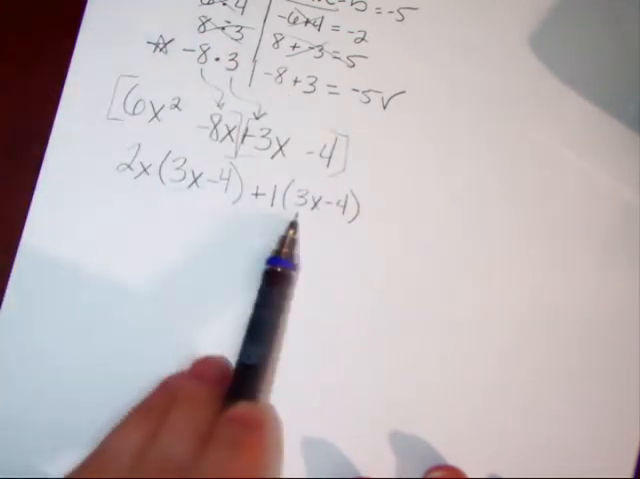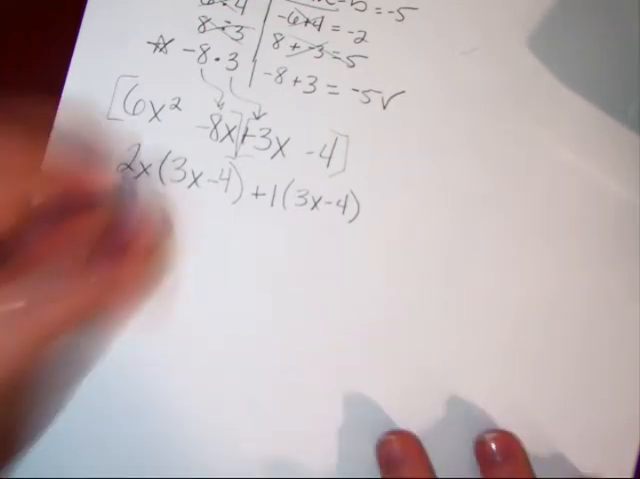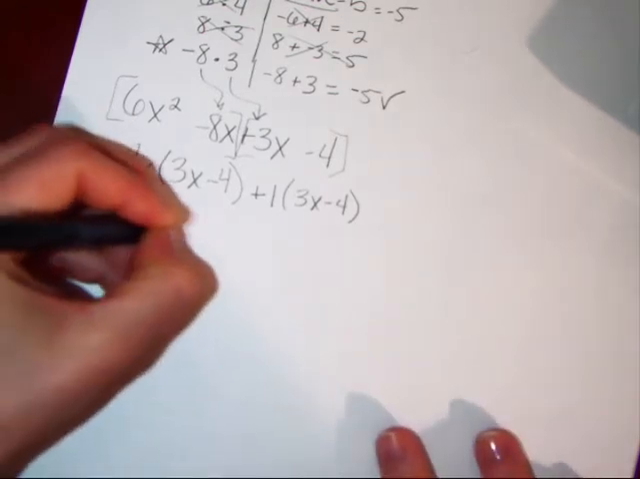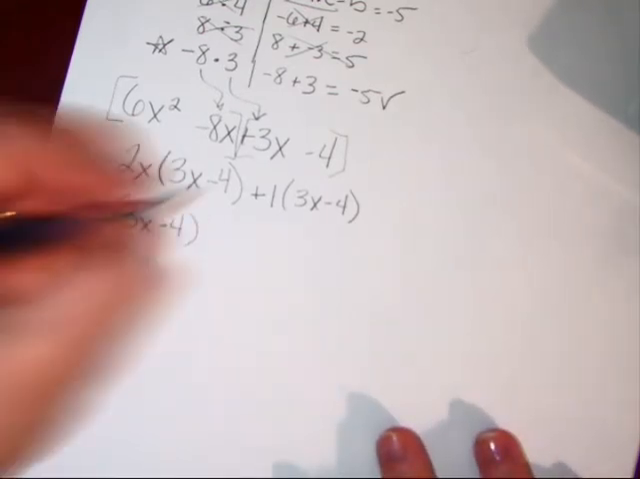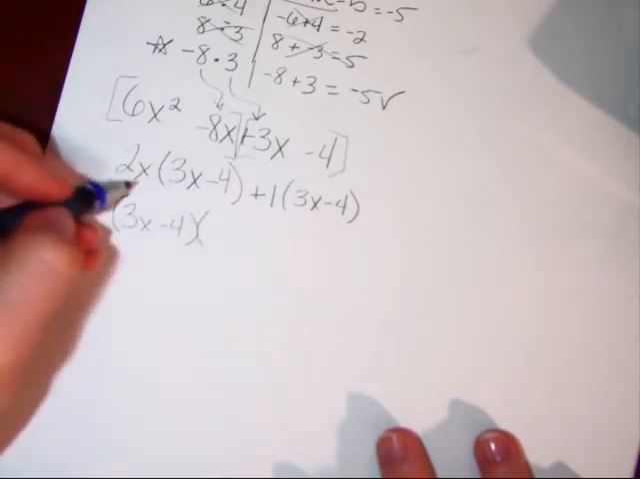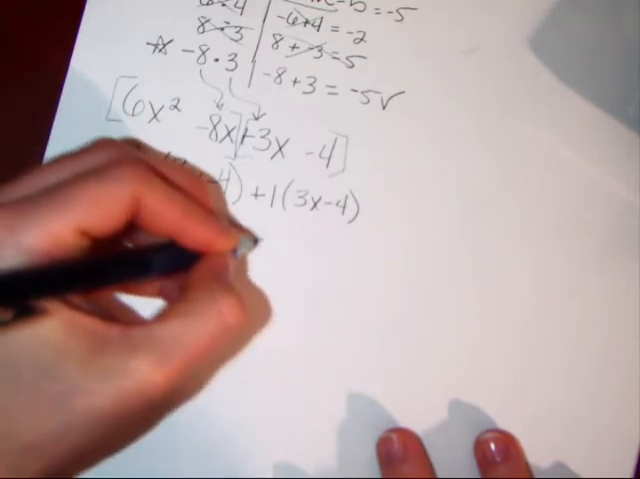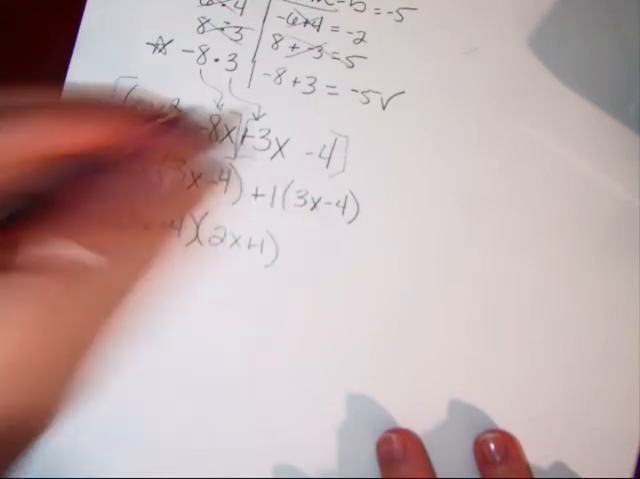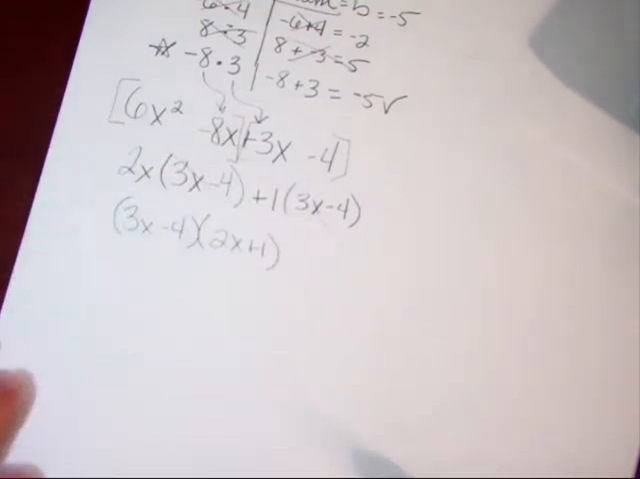Now, the goal here is to get the same parentheses, which we did. So what happens is you pull out that parenthesis, 3x minus 4, and you write what you have left, 2x plus 1. Okay? And then you can see the answer is the product of 3x minus 4 and 2x plus 1.